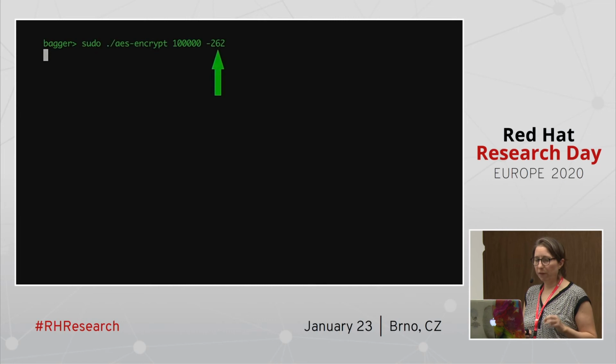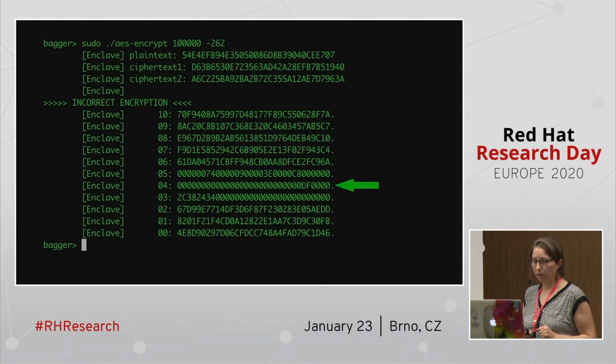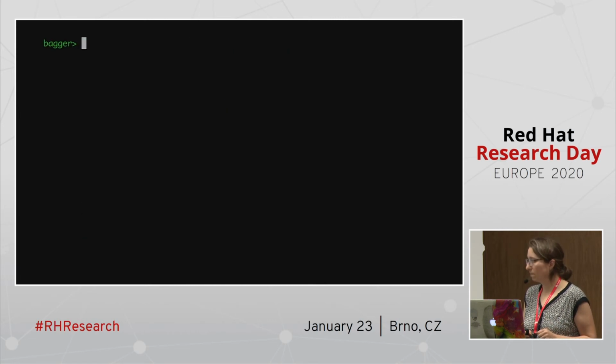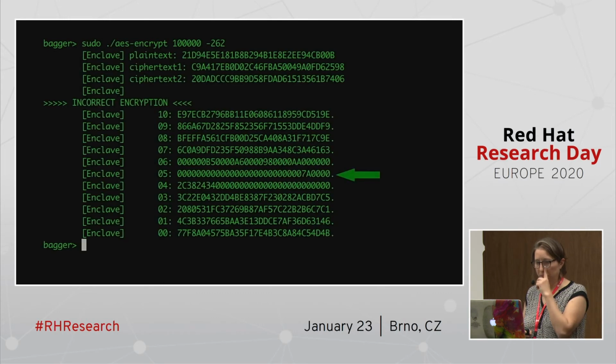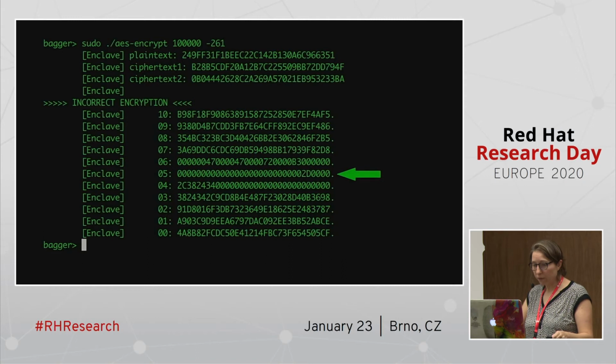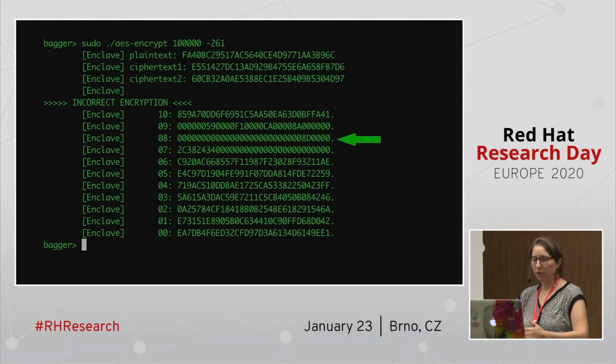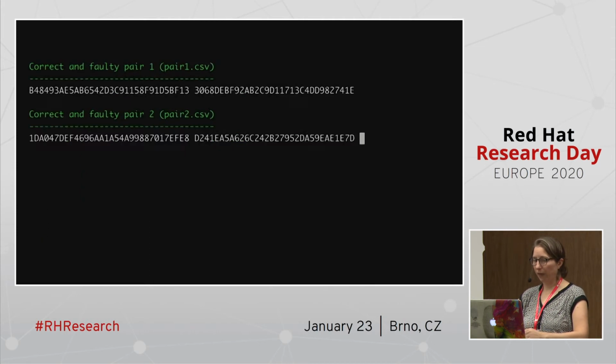Remember, it has to be in the 8th round. If it's not, I can't use it. That's in the 4th. That's not going to be any good. 5th, not any good. 5th, not any good. And I did genuinely run this. So, 8th. So we've now found a faulty ciphertext that we can use.